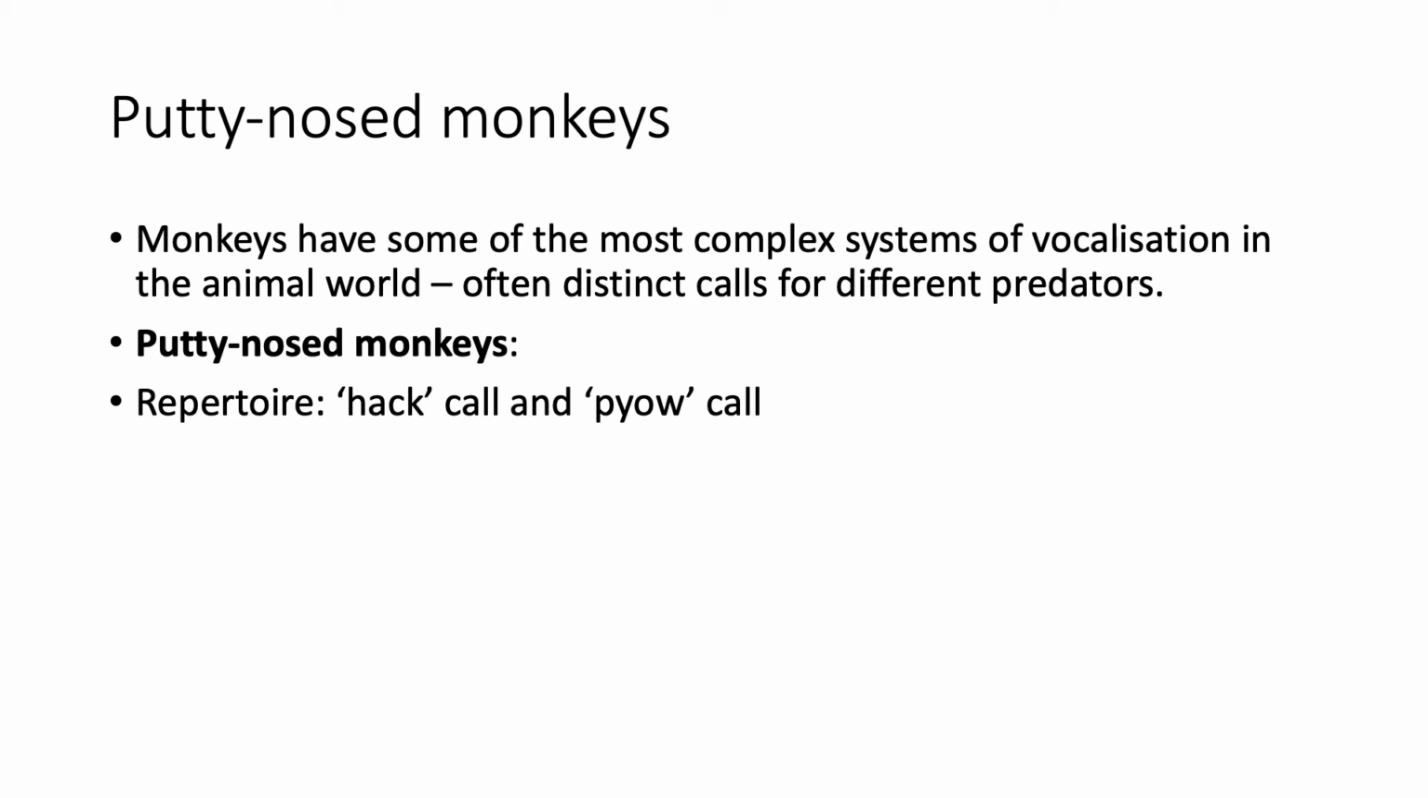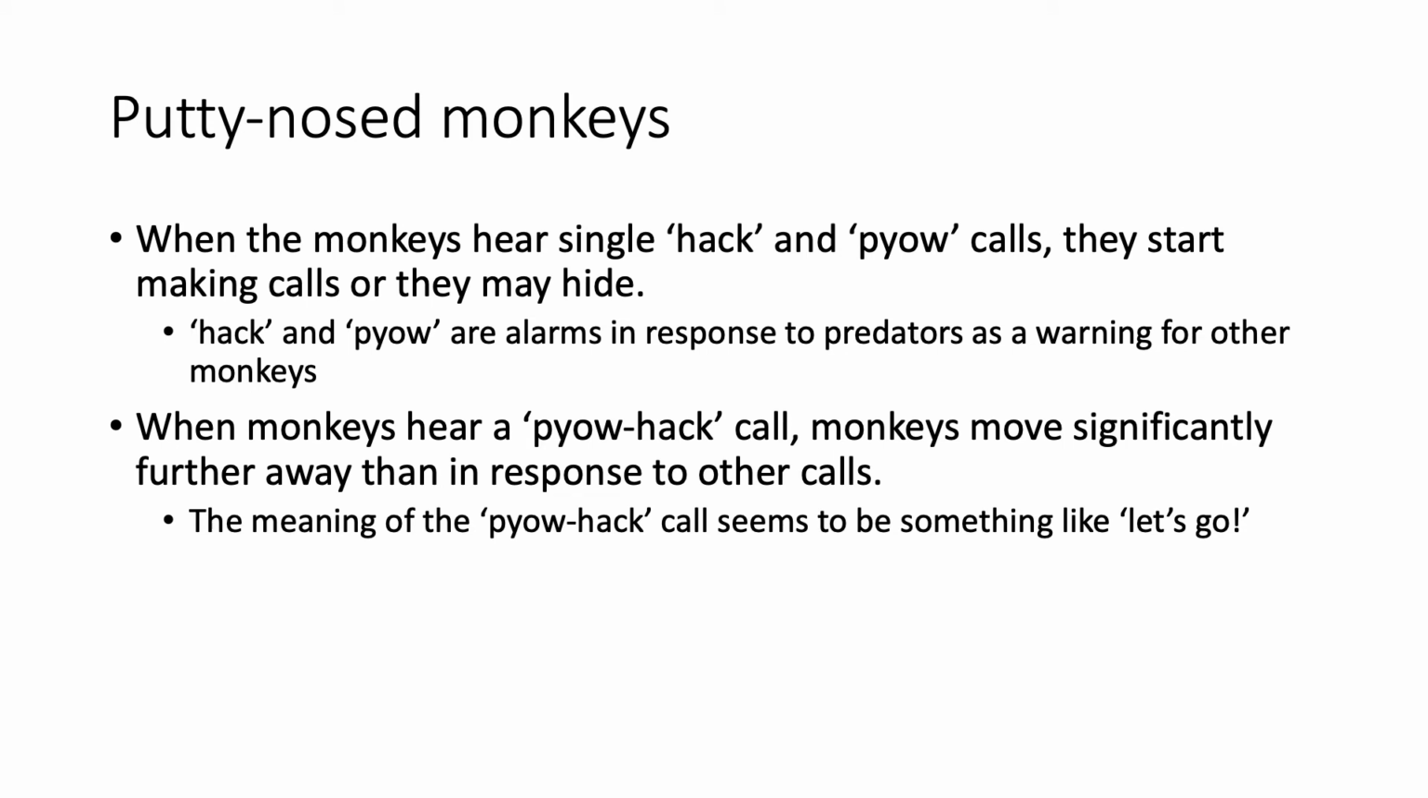They're two different calls. And what we see in putty-nosed monkeys is that when one of the monkeys makes a single hack call or a piao call, then other monkeys start also making calls, or they may hide. So it seems that the hack and the piao calls are alarm calls. They are produced in response to predators as a warning for other monkeys. That's why monkeys react by hiding or calling to warn other monkeys also.